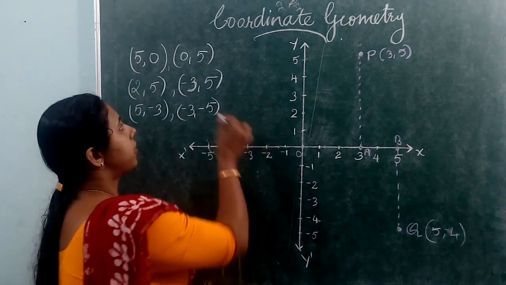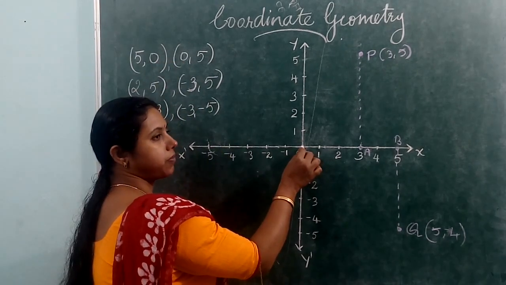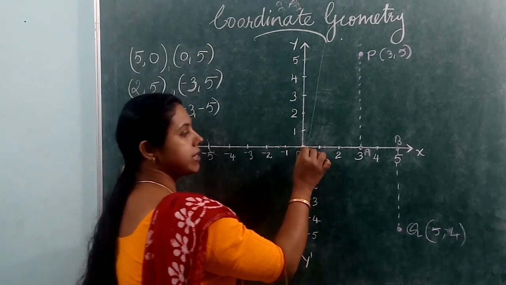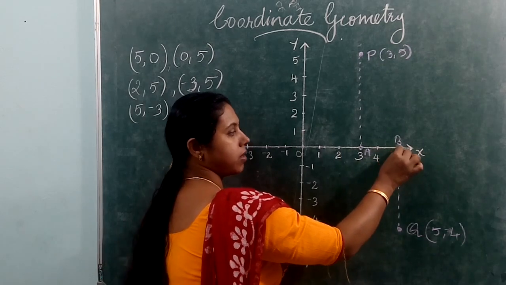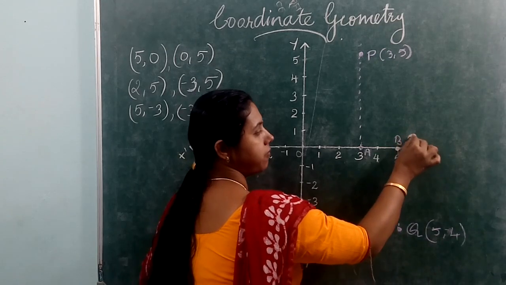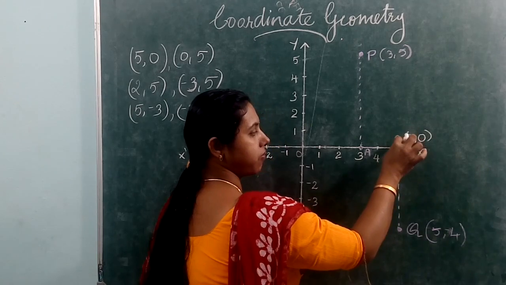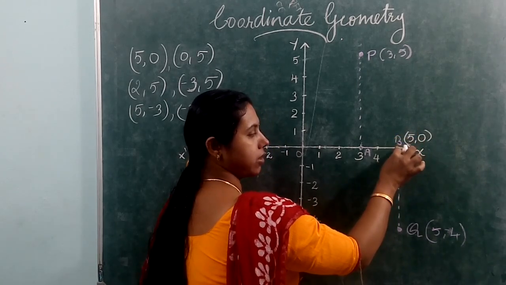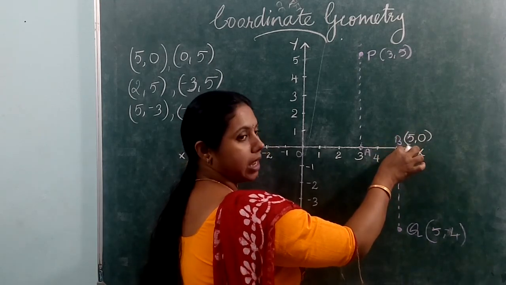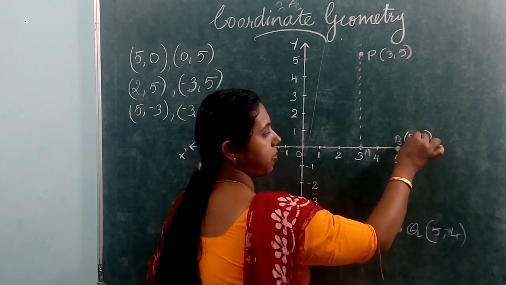So when you mark this point 5, 0, you have to start from the origin. The distance from y-axis to the point is 5 units. So move 5 units away from the origin. So the point B is known as 5, 0. Because the distance from x-axis to the point is 0. There is no distance from the x-axis because that point lies on the x-axis. So this is the position of this point 5, 0.